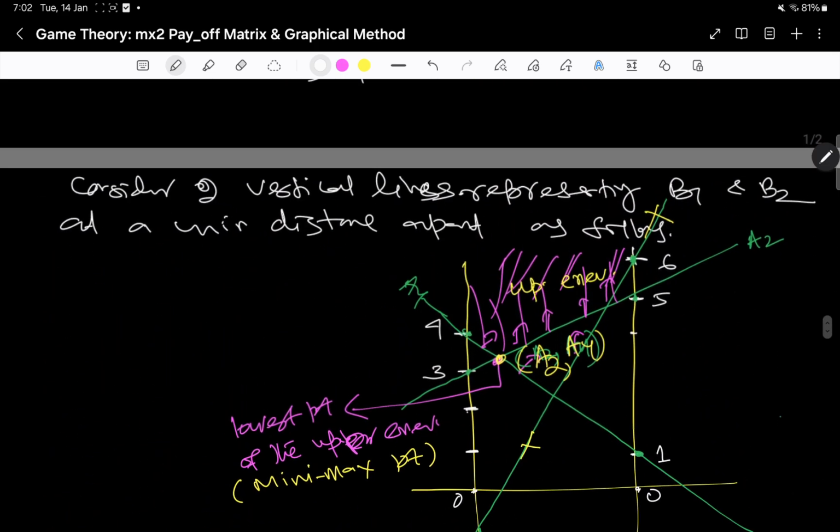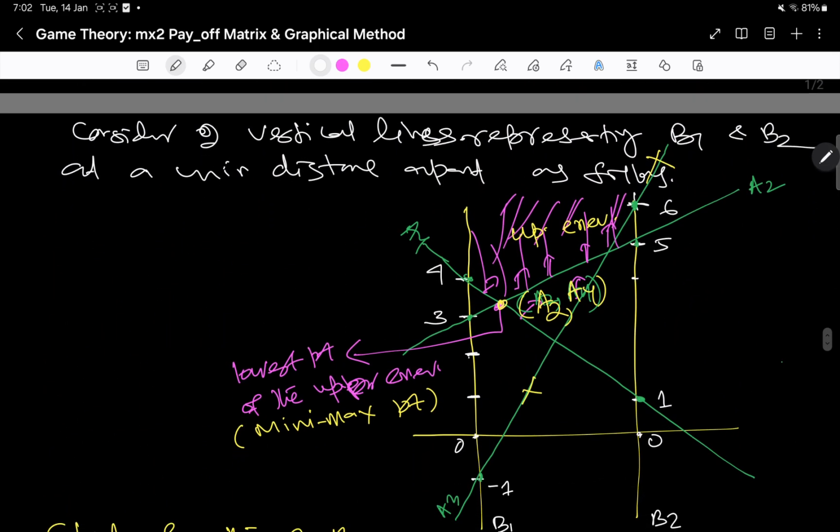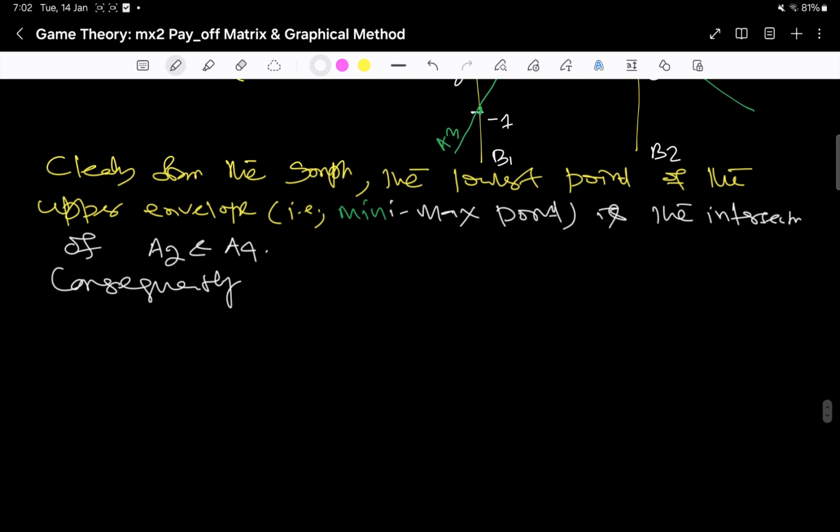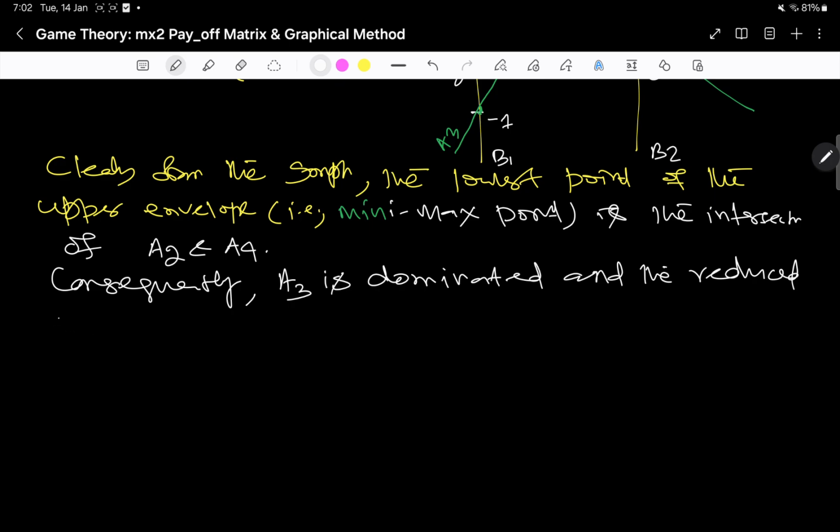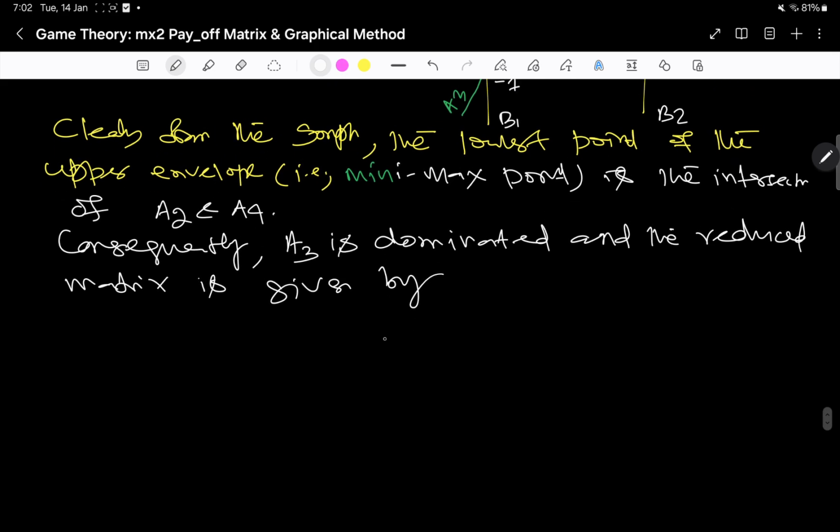Consequently, here A1 is A2, A4. A3 is dominated. Consequently, A3 is dominated. And the reduced matrix is given by, here B1, B2 is silent here, and here A2, A4. Okay, this is a 2 cross 2 matrix.